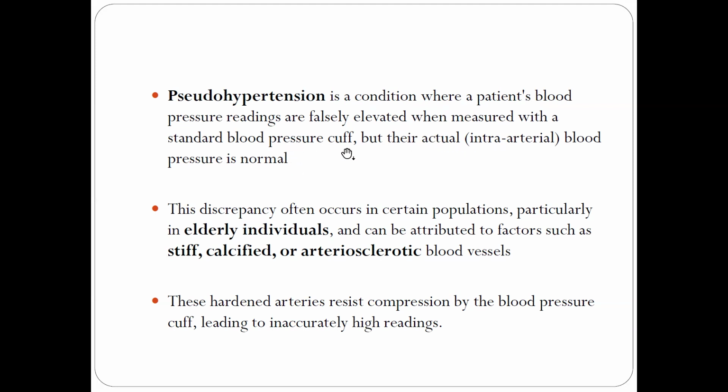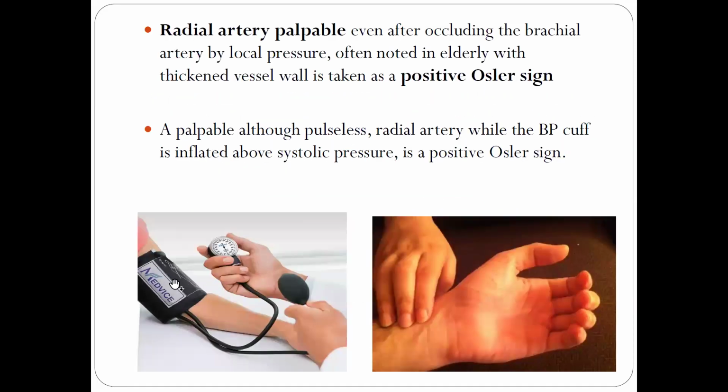So what happens is, in elderly patients, people above 60 years of age, there is arterial thickening or calcification of the vessels. Because of this, there may be a falsely elevated blood pressure recording with the sphygmomanometer. The cuff which we use normally may not be able to occlude the artery.